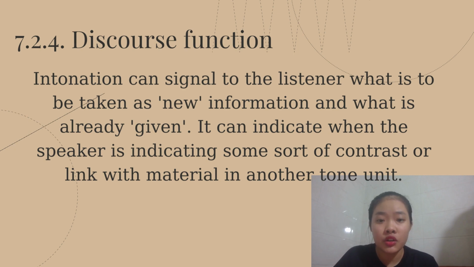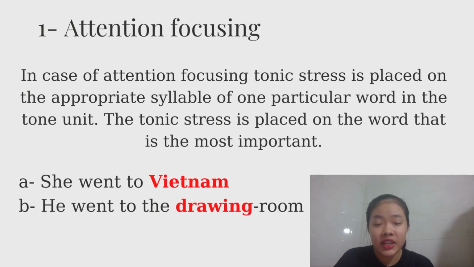Part 2, discourse function. Intonation can signal to the listener what is to be taken as new information and what is already given. It can indicate when the speaker is indicating some sort of contact or link with material in another tone unit. 1. Attention focusing. In attention focusing, tonic stress is placed on the appropriate syllable of one particular word in the tone unit, the word that is the most important. For example, A. She went to Vietnam. B. He went to the drawing room.